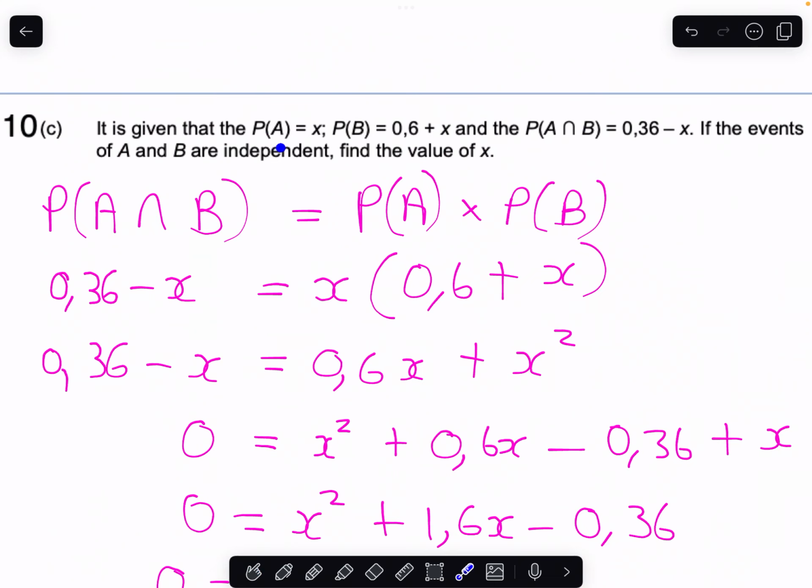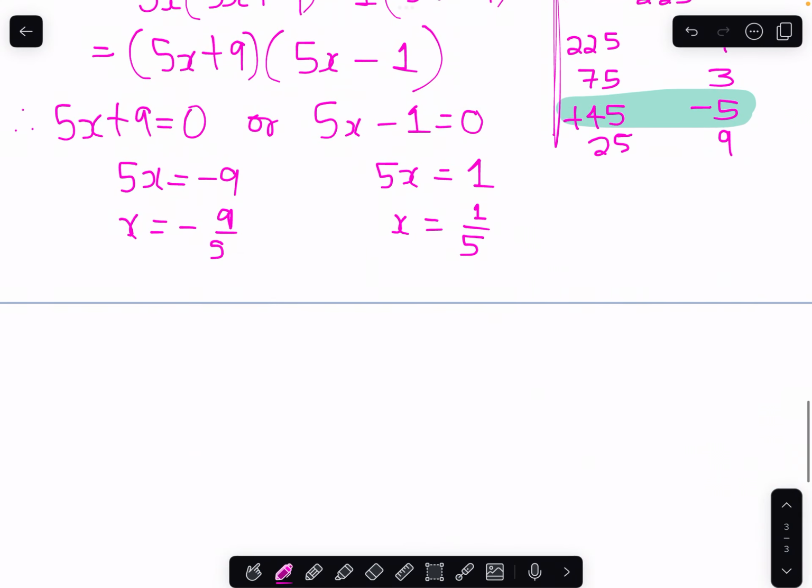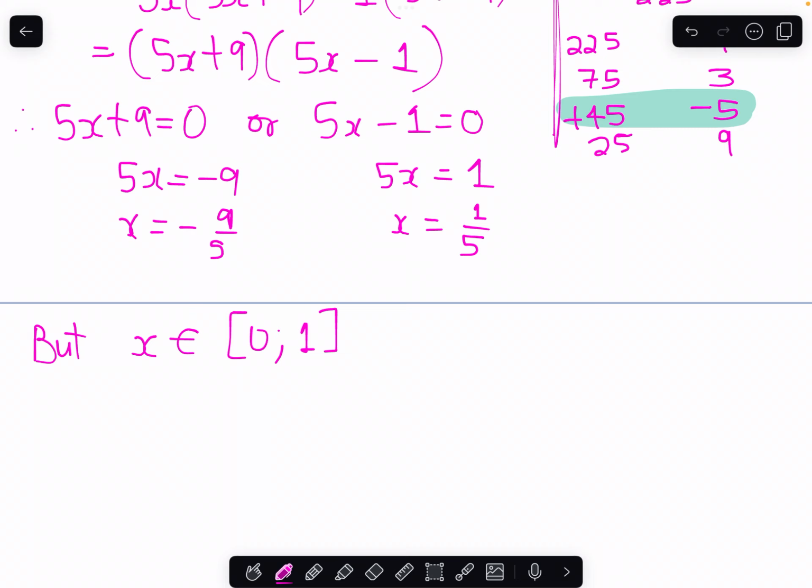And we know the probability of A is x, so x has to be a number between 0 and 1, because it's a probability value. So therefore, x is equal to a fifth, 0,2. Let's see what the memo thinks. The memo agrees, which is perfect.